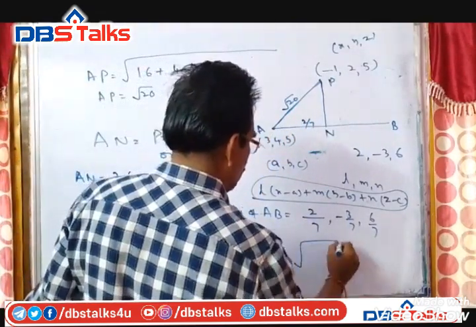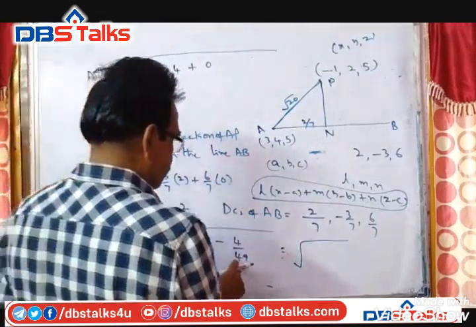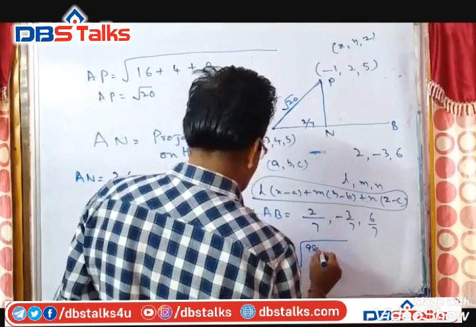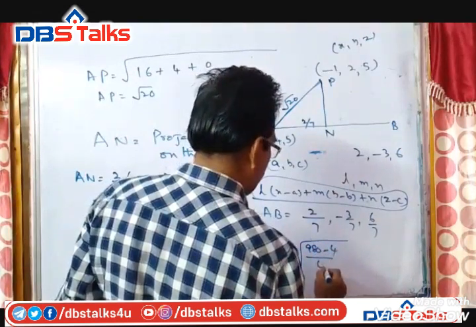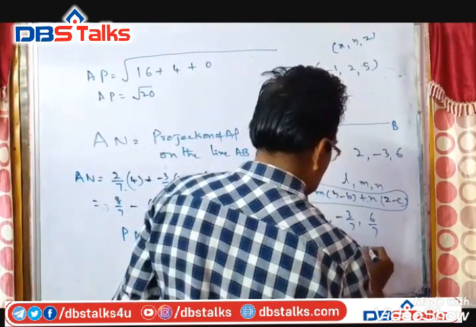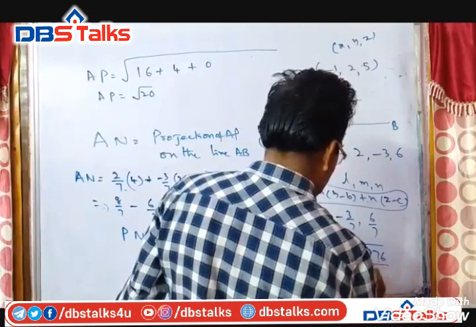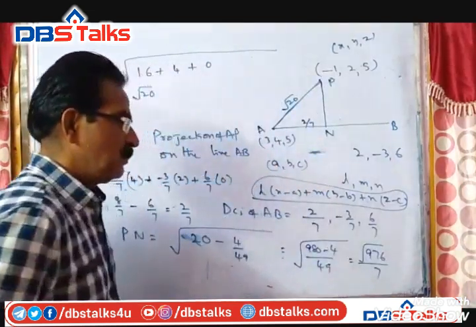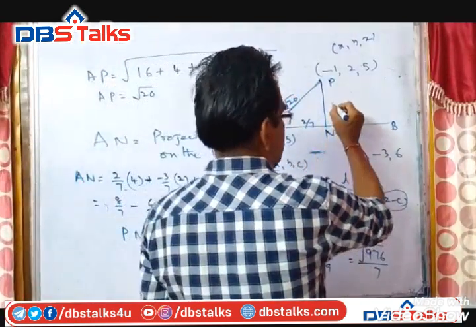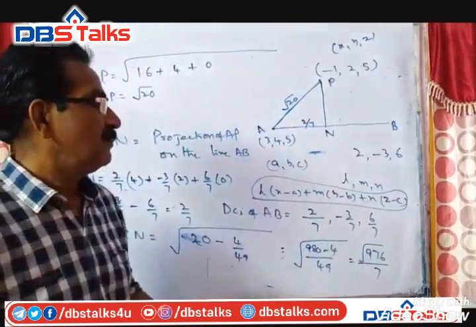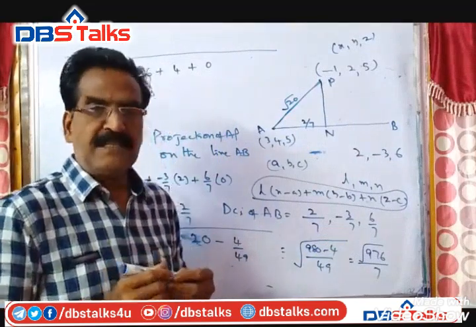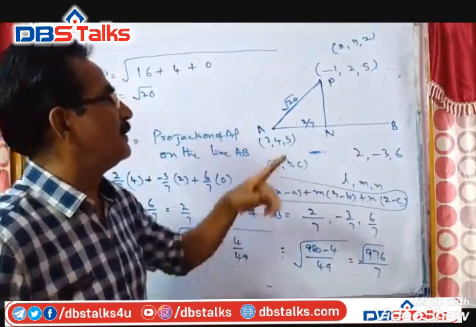This is equal to the root of 49 twos, 980 minus 4, over 49, that is equal to 976. Root of 976 by 49, root of 976 by 7. So the PN length, that is the perpendicular distance, is root of 976 by 7. Okay friends, the problem is simple.